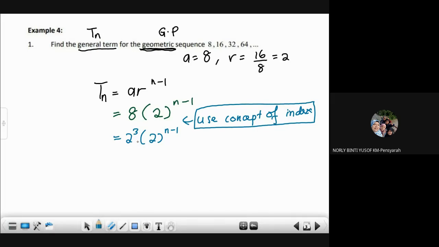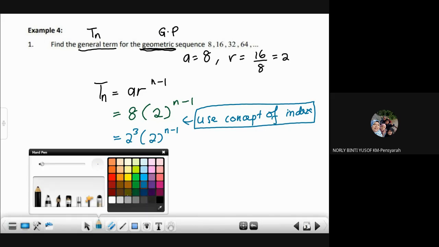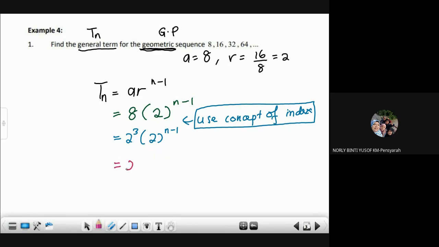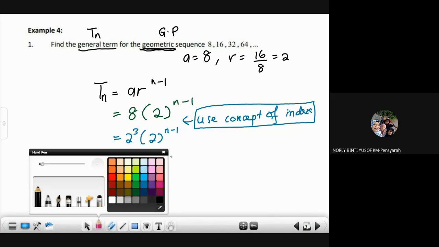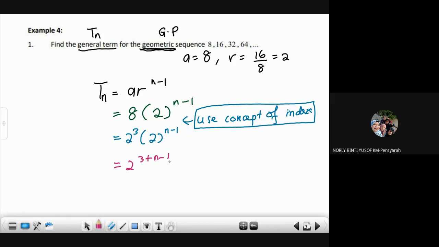Then the base is the same. When multiplying with the same base, you add the powers. So 2, 3 plus n minus 1. This n minus 1 doesn't need a bracket because it's plus, and plus doesn't affect. If it were minus, then you put in a bracket, because it affects the sign of the second term. So you get 2 power of 3 minus 1 plus n, which is 2 power of 2 plus n. That is the general term of your geometric sequence in simplest form. That means you bring it down to the same base, base 2, in index.